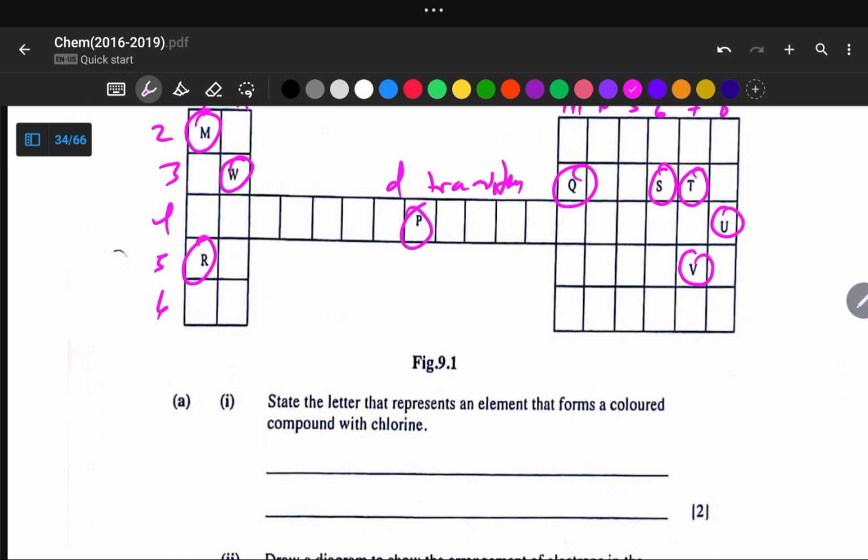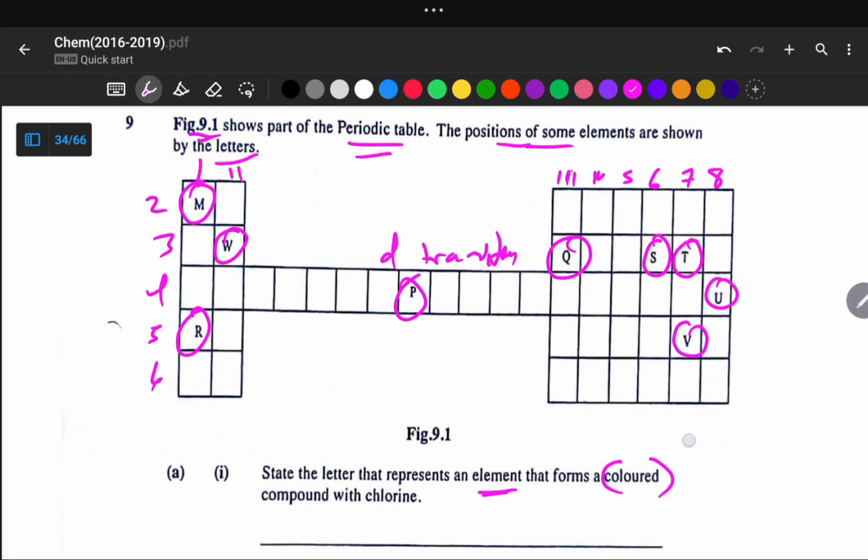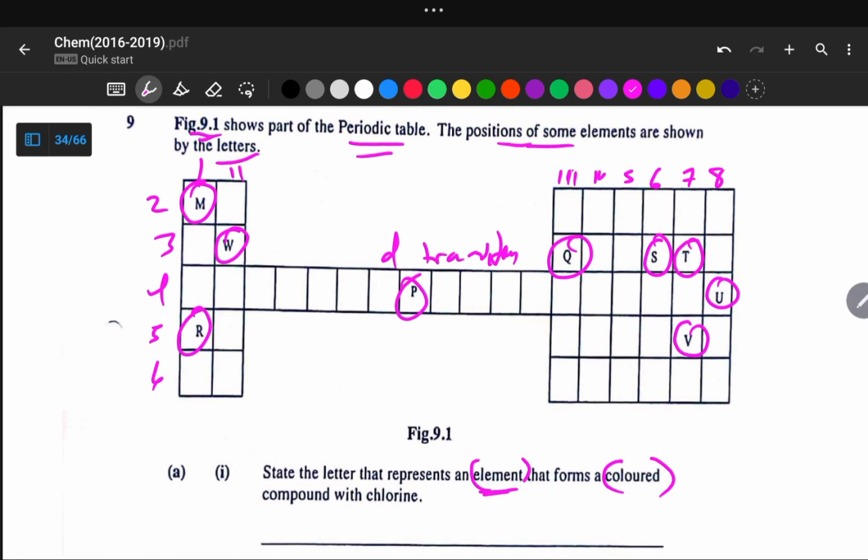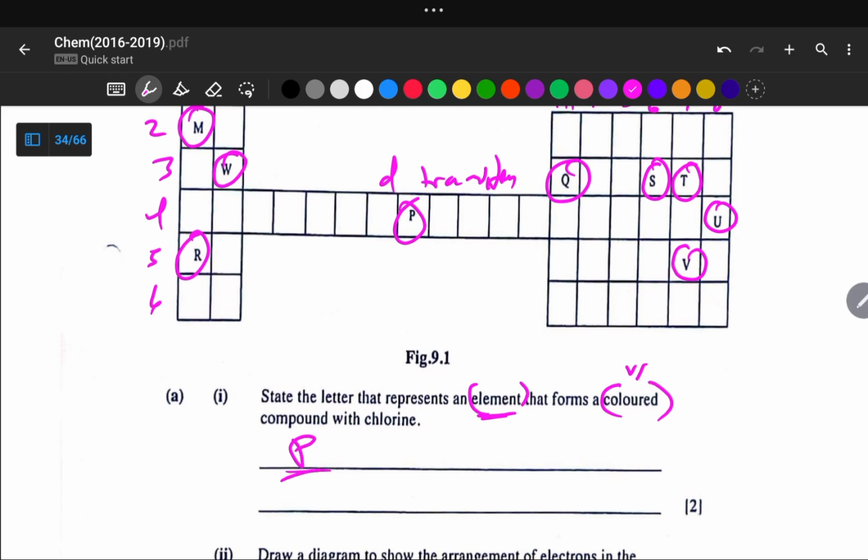So state the letter that represents an element that forms a colored compound with chlorine. Colored compounds are formed from transition elements, right? Are we together? So P, right? We are only going to have transition elements. It is one of the properties of transition elements. They form variable oxidation states, colored compounds, high density, right, and so on. So you should know these properties of the transition elements.